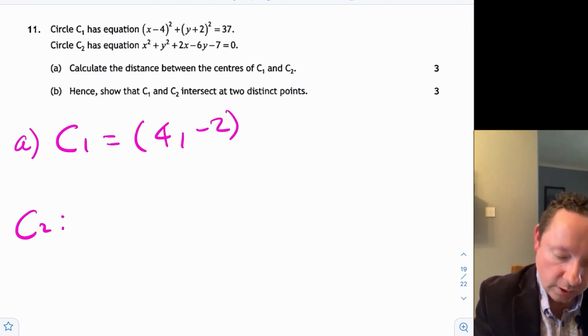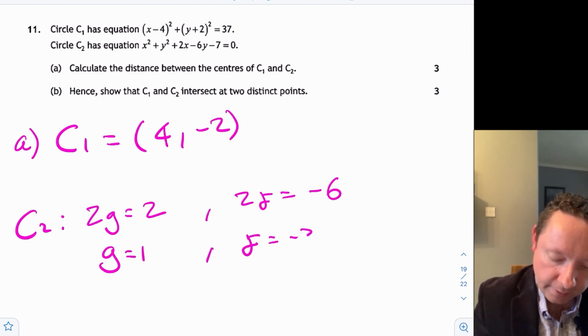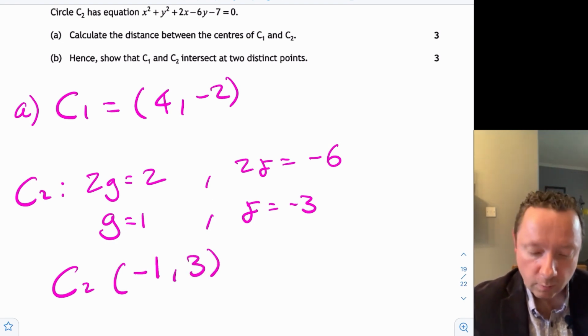So we know that 2g equals 2 and 2f equals minus 6. So g is equal to 1 and f is equal to minus 3. So our centre of C2 is just minus g, minus f, which is minus 1, 3. So now we want the distance between them.